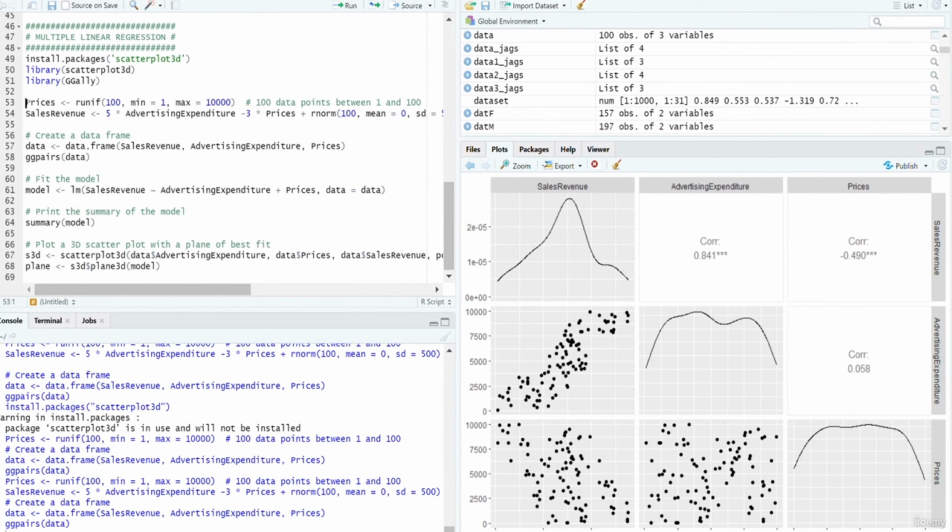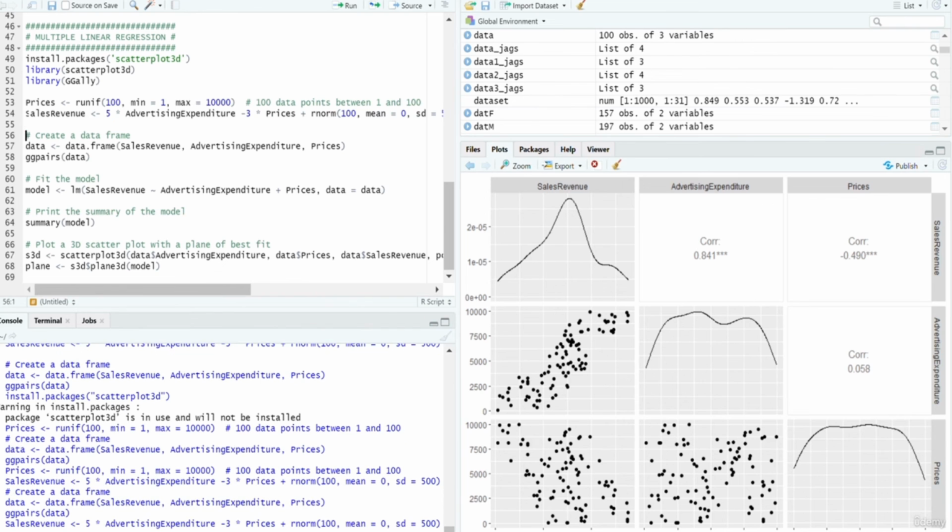I've added prices as a new explanatory variable, and this is going to represent the general prices of the goods that the company sells. And I modified our sales revenue equation to be 5 times advertising expenditure like before, but -3 times prices, because you can imagine that as prices increase, the demand for those same goods will go down. And so if they're charging a lot for their goods, it may be harder for them to sell. And then we're going to tack on some random noise that's unexplainable. And so that is going to be sales revenue.